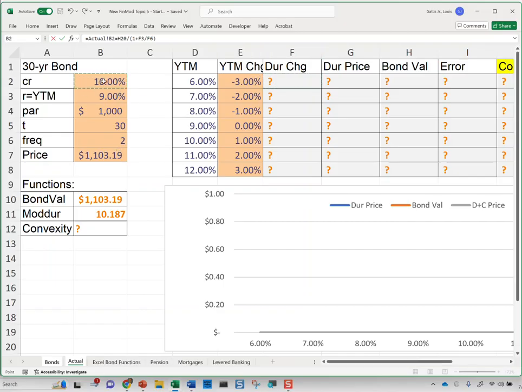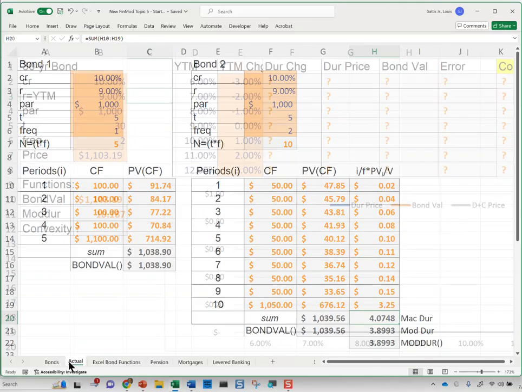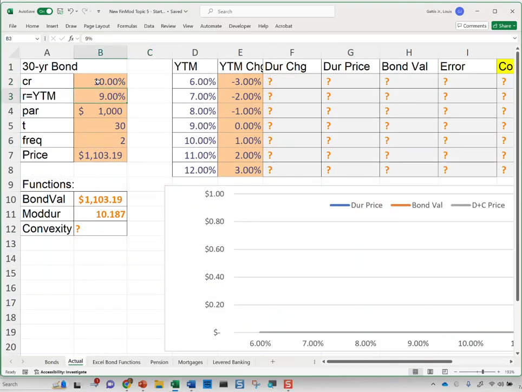So here is a 30-year bond, 10% coupon, 9% discount rate, T equals 30, with 2 payments per year. Notice I valued the bond using bond val. I can get rid of the @ sign, sometimes Excel inserts that. 1103.19. And we'll just assume that it's also selling for exactly its present value, 1103. In other words, you can think of this discount rate as also equal to the yield to maturity since the bond is selling at its bond val.